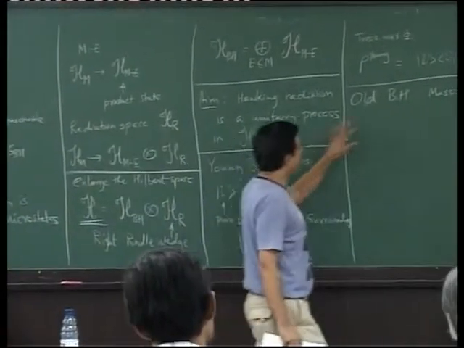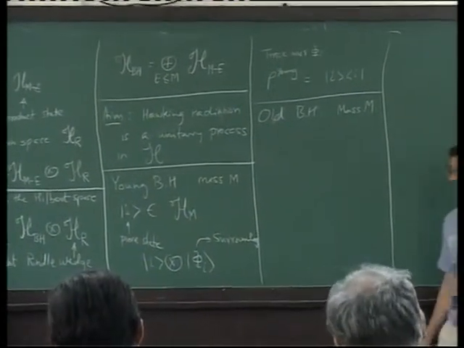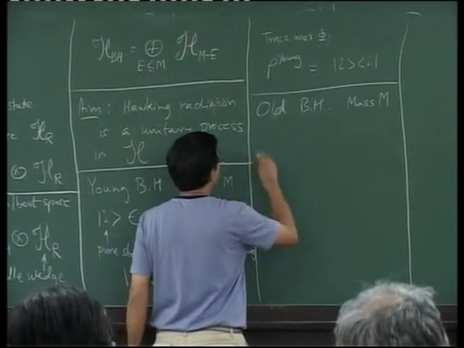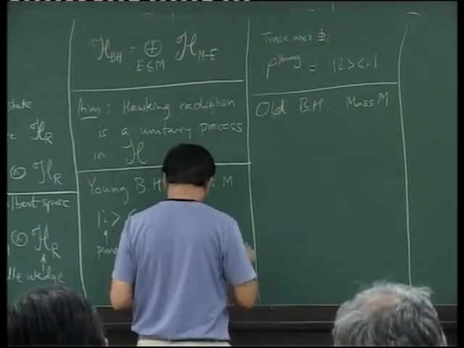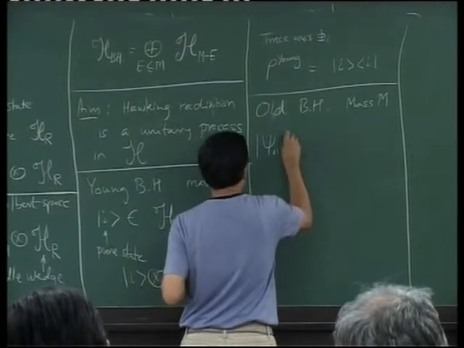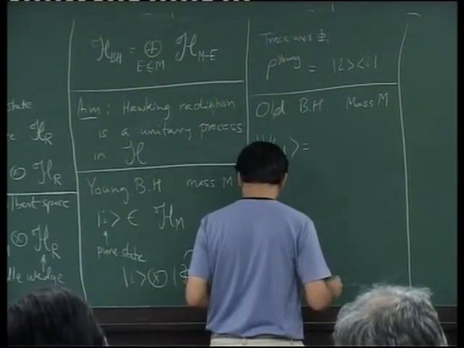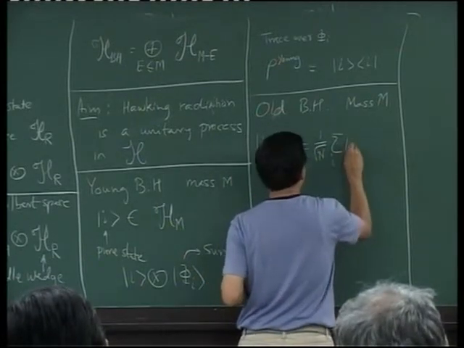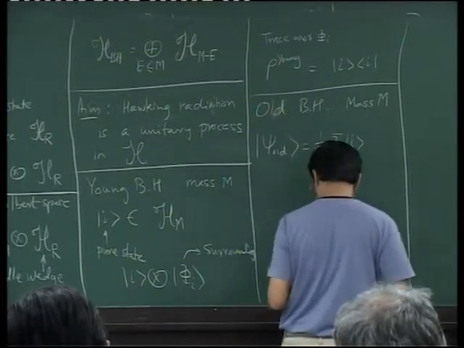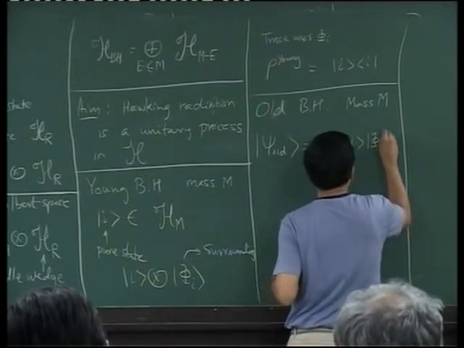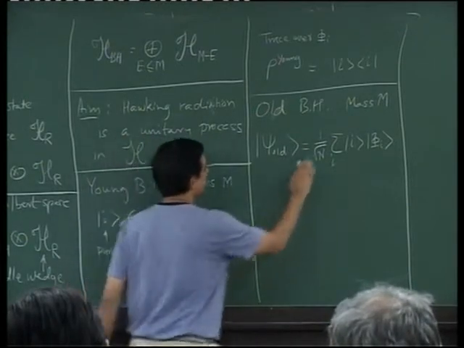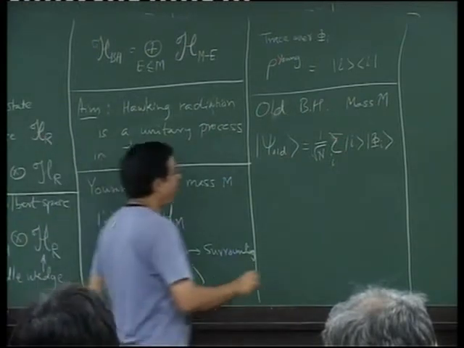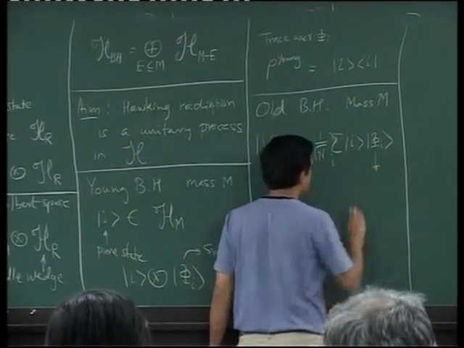Now, what is the distinction between the old black hole and the young black hole? An old black hole is one which was young at some point; it has been radiating for quite some time. So the state that one wants to write down here is something like 1 over square root n, summation over i, where phi_i denotes early radiation.